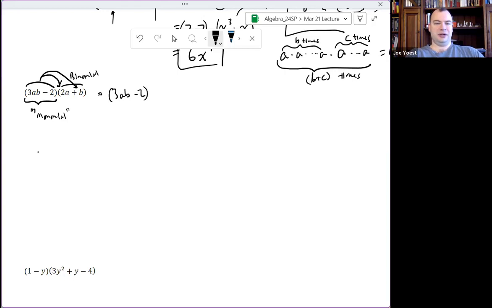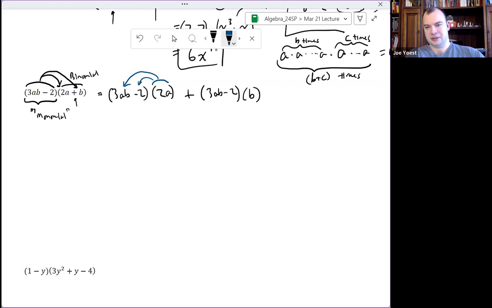So I have the thing I'm distributing, whatever it is. At this point, I don't care what it is. It's just that thing, parentheses 3ab minus 2, multiplying 2a. I have a plus, and then my 3ab minus 2, the thing I'm distributing, times b. I did my distributive property once, but now I see I have an opportunity to do distributive property again.